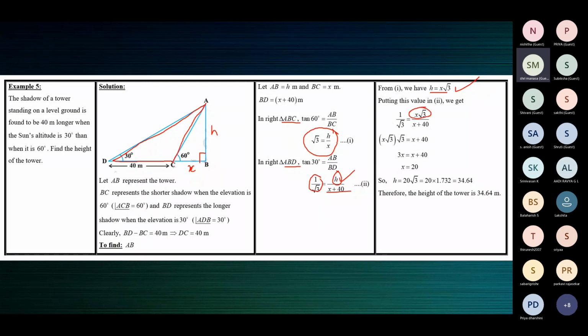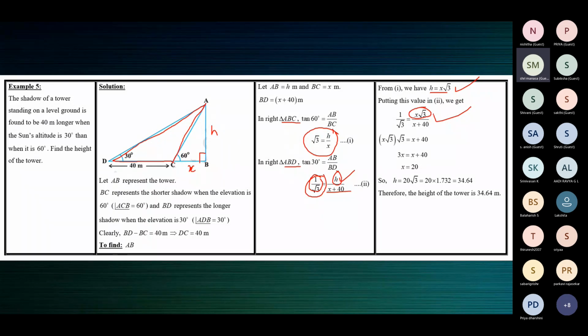See, this 1 by root 3 is equal to, instead of h, we say x root 3 by x plus 40. So why should we do this? The second equation had two unknowns, h and x. Now we took away h and replaced it with x root 3. So now the second equation has only one unknown, x. So you know that you can solve this and find the value of x. And then if you want, you can find h.